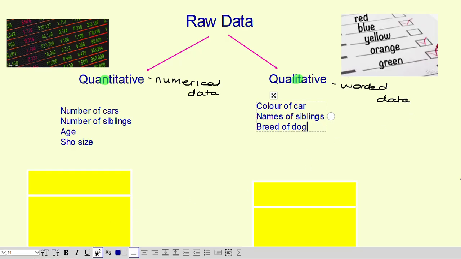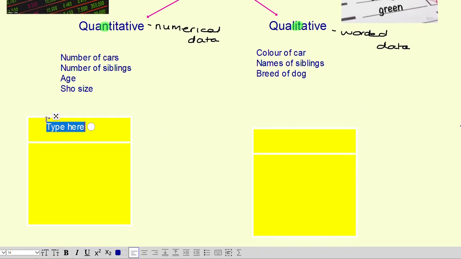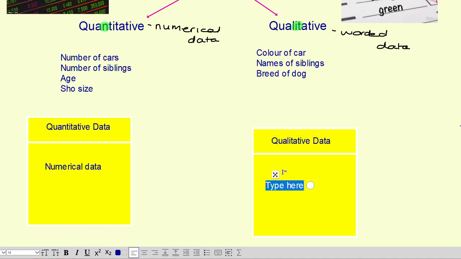Right, can you create two flashcards for that then, please? So the first one's saying that quantitative data is numerical data, right? N stands for the numerical, and that qualitative data is your worded data. You might want to put a few examples on there as well, so pause the video and do that, please.